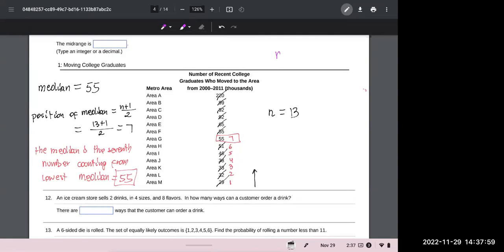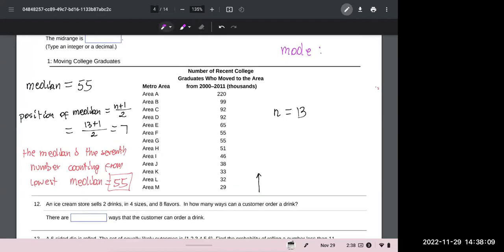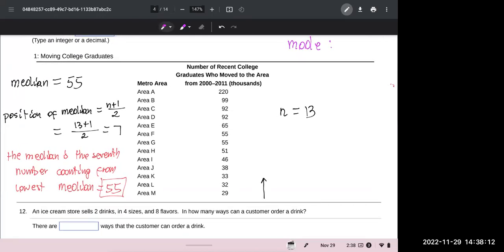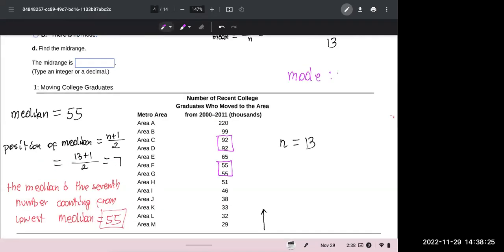Then they will ask you to find mode. So mode, number or numbers which repeats the most often. So let's see if we have mode, if there are any numbers which repeating. And I can see that we have two numbers 55 and two numbers 92. So 92 repeats twice, 55 repeats twice. So we have two modes, number 55 and number 92, because those two numbers have the largest frequency, which means they repeat the most.